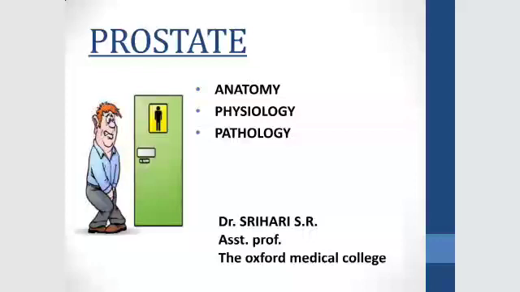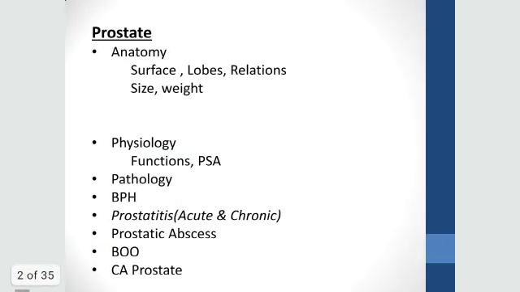So today's topic is prostate. Under prostate, we'll be reading about the anatomy, physiology, and pathology. So the overview is anatomy: surface, lobes, relations, size, and weight. Physiology: we have functions and the prostate-specific antigen. Pathology: we have benign prostatic hyperplasia, prostatitis, acute and chronic, prostatic abscess, bladder outlet obstruction, and CA prostate.